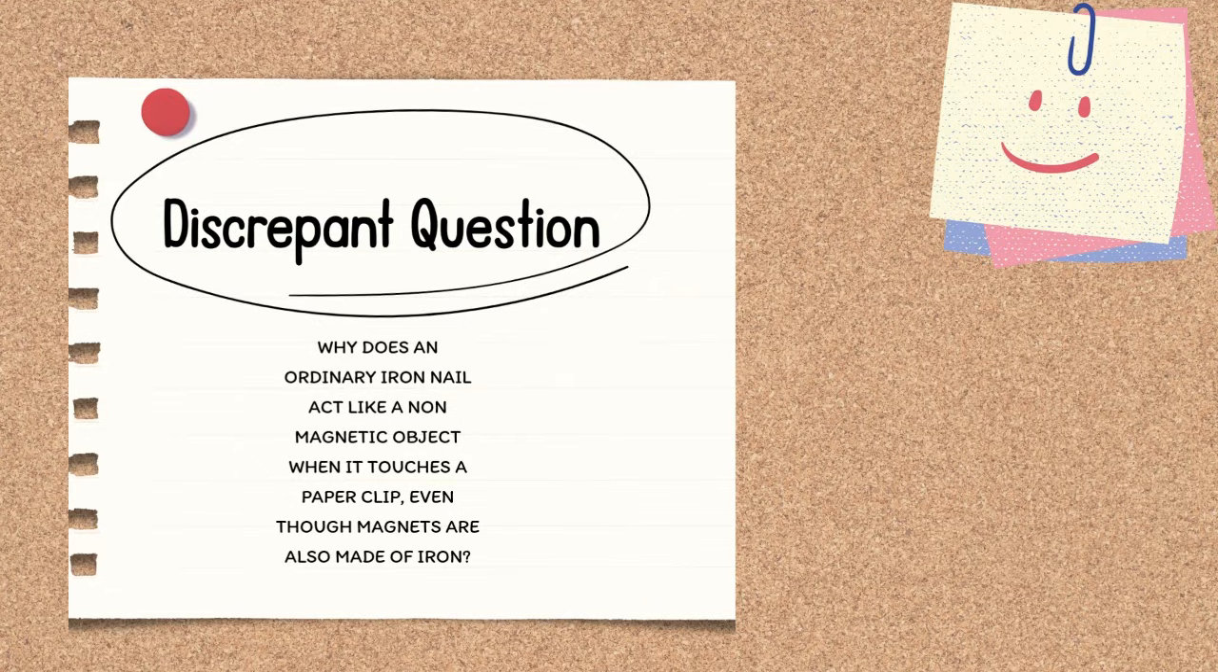You can ask your students, why does an ordinary iron nail, when it touches the paper clips, behave exactly like a non-magnetic object, even though it is made of the same material as many magnets?